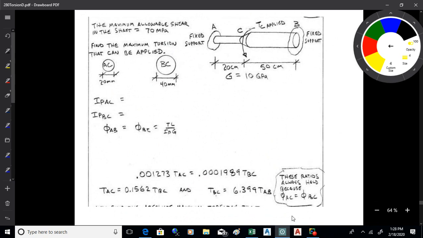So why don't we look at an example here? Now this example has a few things kind of thrown into it. So let's kind of work through this thing. This example is a little bit tricky, but it illustrates some good concepts that we can apply to other types of problems. So what we got here is the maximum allowable shear in the shaft is 70 megapascals. That material that we've made this shaft out of can handle a shear up to 70 megapascals, but no more. Okay? Let's figure out how much torsion we can apply at point C there to that shaft.